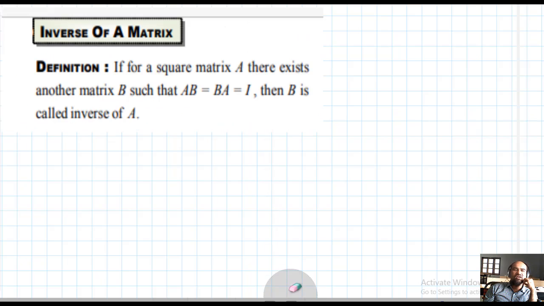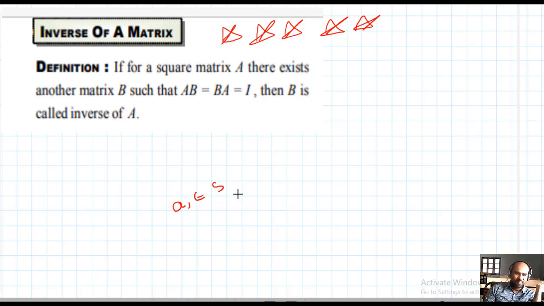Students, the actual concept is this: inverse of a square matrix. This is very, very important. First of all, I want to define the multiplicative inverse of any real number. If A belongs to a set S, there exists another number B belongs to S, such that A into B equals B into A equals the multiplicative identity 1, then such B is called the multiplicative inverse of A.